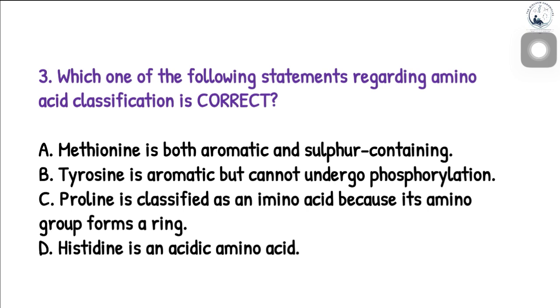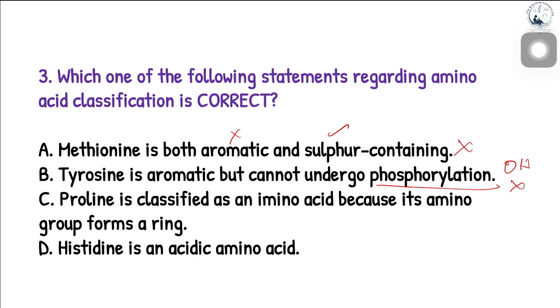The third question is, which one of the following statements regarding amino acid classification is correct? Option A, methionine is both aromatic and sulfur containing. Is it right? Sulfur is right, but is it aromatic? No. What are the aromatic amino acids? Phenylalanine, tyrosine and tryptophan. Option B, tyrosine is aromatic but cannot undergo phosphorylation. Is it true? Tyrosine has an OH group, which means it can undergo phosphorylation. So again, it is wrong. So options A and B are gone.